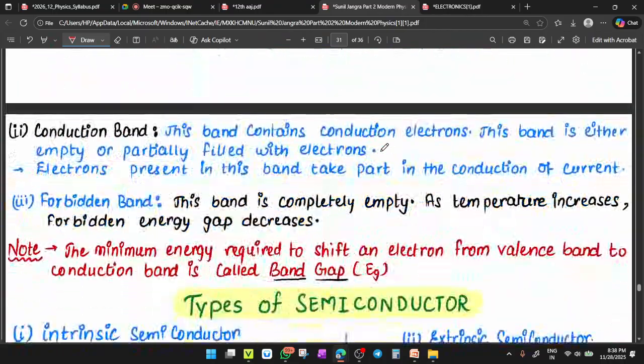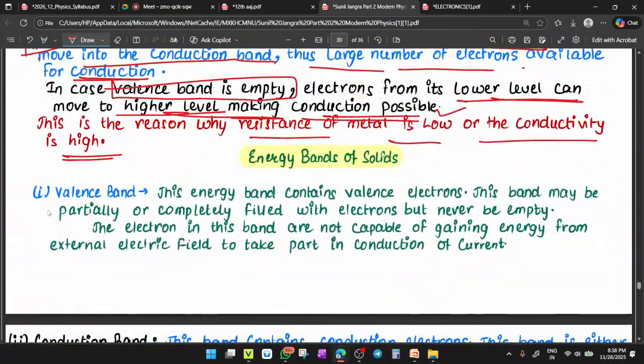Clear? Now, what are bands? There are three types of band in every material. These are called energy bands in solids. Valence band. This energy band contains valence electrons. This band may be partially or completely filled with electrons but is never empty. Yes, it may be partially filled, it may be completely filled, but it is never empty. The electrons in this band are not capable of gaining energy from an external electric field to take part in conduction, because the valence band electrons are the electrons of the lattice.